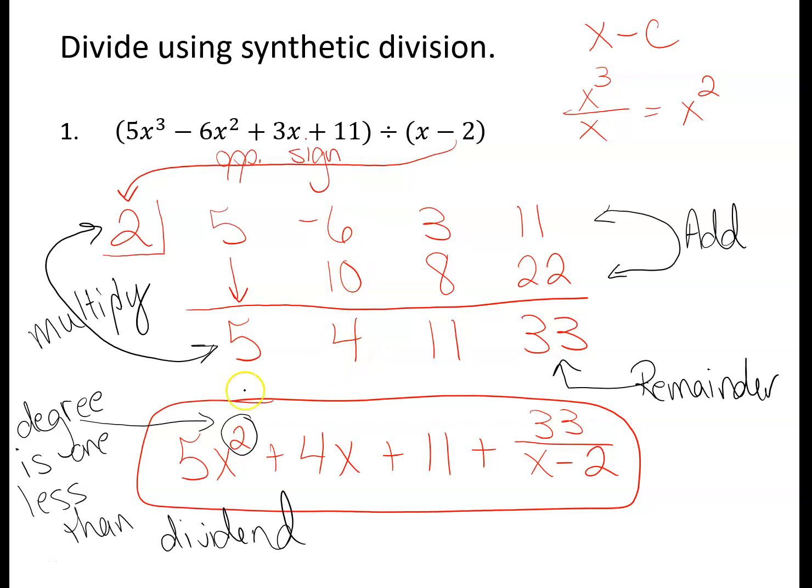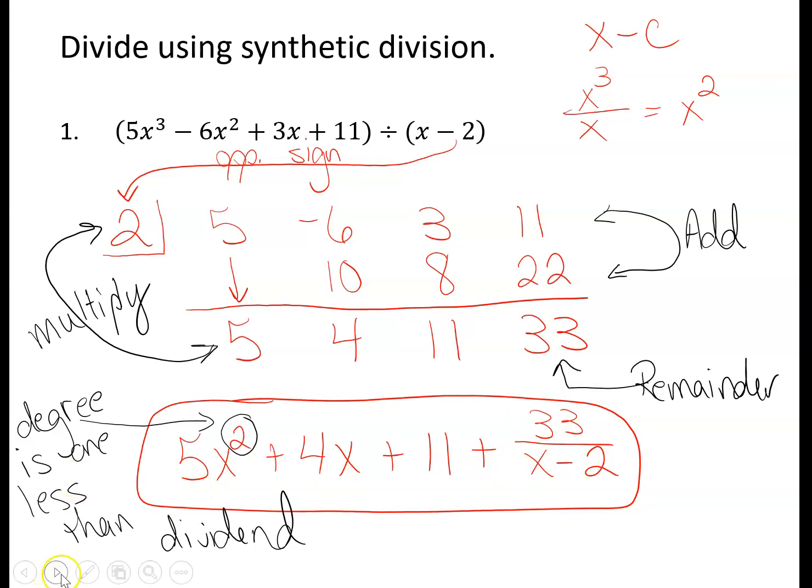Then we repeat the process. We multiply by the number in the square, write it in the next spot, add, and keep doing that until we get to the end, and that last number is our remainder. When we write the answer, we start with the exponent that is 1 less than the highest exponent in our dividend. The degree is 1 less than the dividend, and we put our remainder over our divisor.